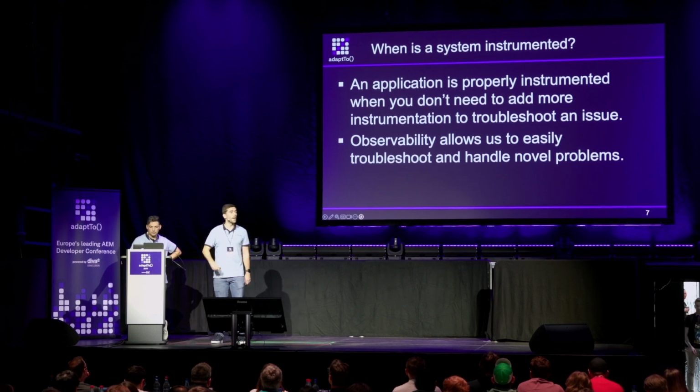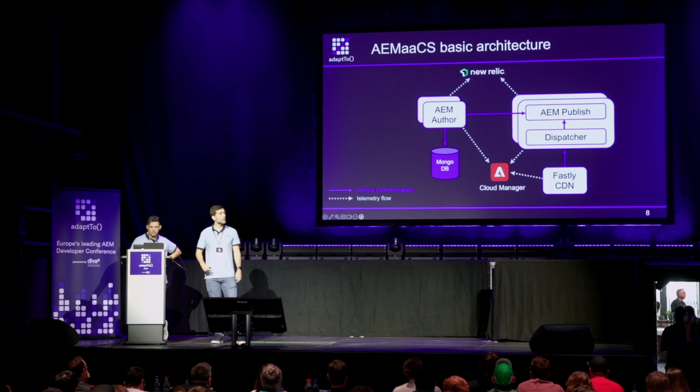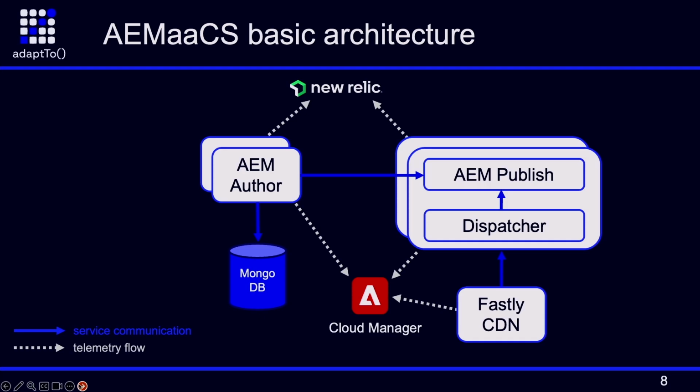Okay, now that we have the concepts of observability, let's have a look at AEM as a cloud service. So this is the basic architecture of AEM as a cloud service. You have an author, you have a publish, you have a CDN, a dispatcher, and all of them already natively generate telemetry data. You have logs, which are sent to Cloud Manager, and you have some metrics sent to New Relic. How does that look?